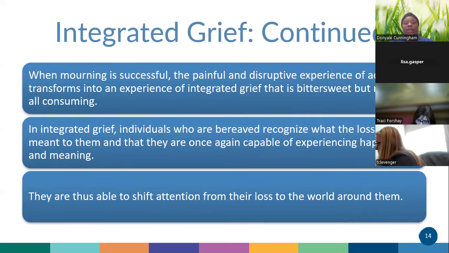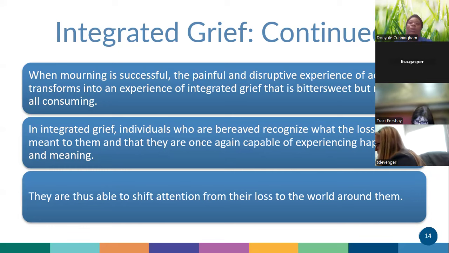Now, when mourning is successful, the painful and disruptive experience of acute grief transforms into an experience of integrated grief that is bittersweet but no longer all consuming. So, in integrated grief, individuals who are bereaved recognize what the loss has meant to them and that they are once again capable of experiencing happiness and meaning. So, now that I'm not so much mourning the loss, now I can come to terms with the loss and now develop new ways to cope and remember the good times and all the good memories of that loved one.